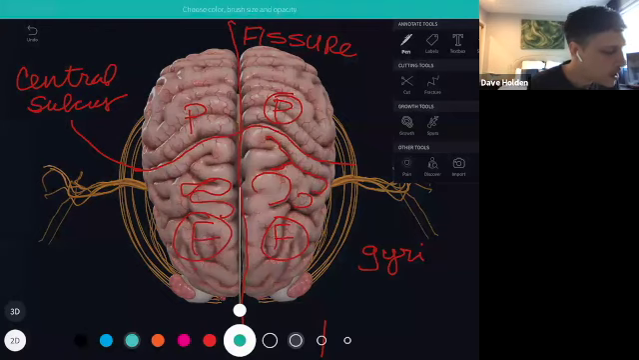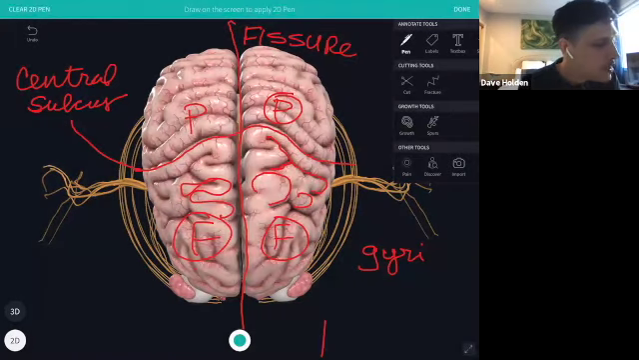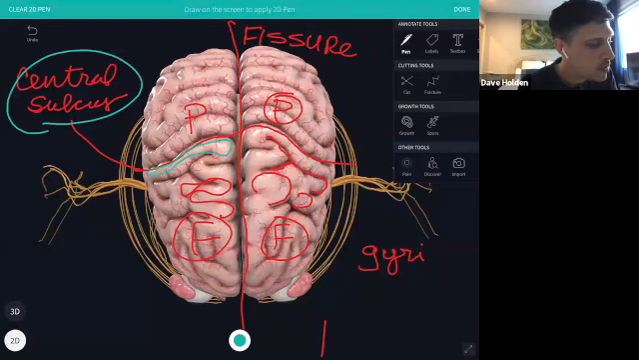Now, from this central sulcus, we have the pre-central gyrus and the post-central gyrus. This is the one doing motor processing, right? And this is the one doing the sensation, so integrating.